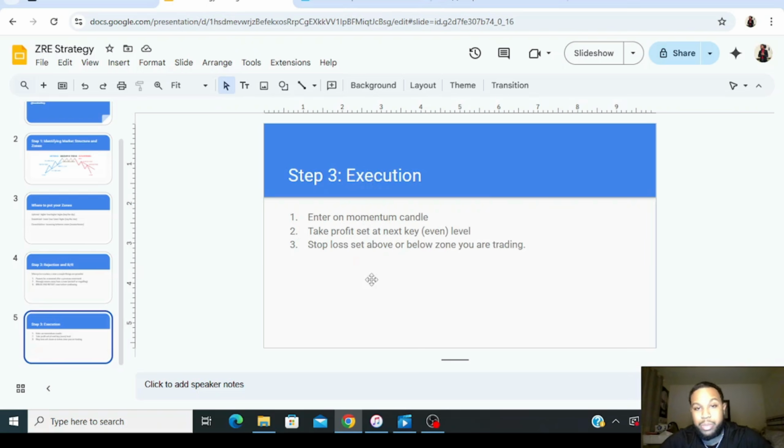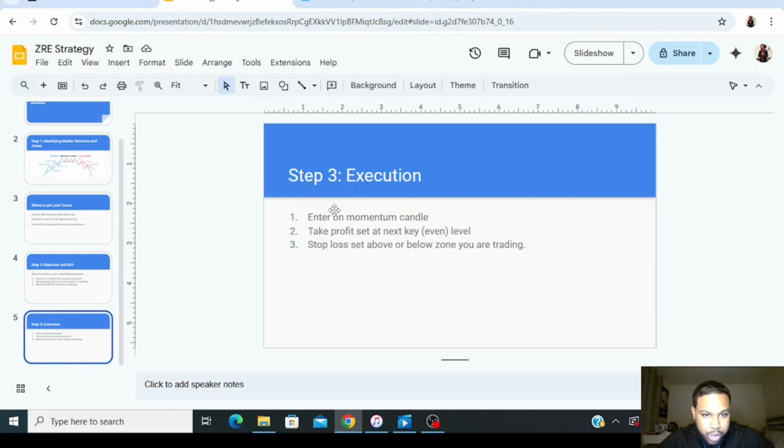The last step, number 3, is simple execution. Once you have your setup, you do not want to fold in the execution part, right? And this is just very simple, basic stuff. Placing the trade, setting your level where you want to get out, and setting your level that if it goes into loss, you want to cut your losses early before you take a big one.